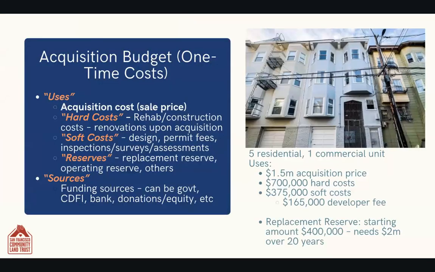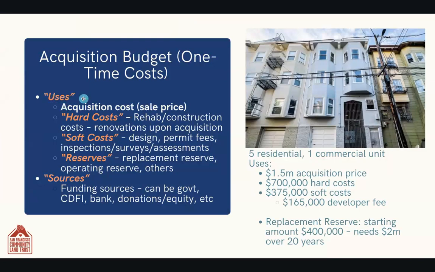Okay, so let's get right into it. So first we have the acquisition budget. So I like to think of this as the one-time cost. You know, the annual budget, that's going to be every year recurring cost. But the acquisition budget is just one-time cost. How much money do we need to purchase this building while also meeting all of these other requirements that are common with public funding sources?